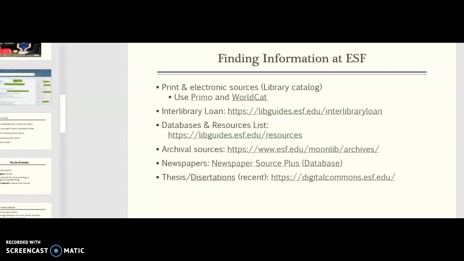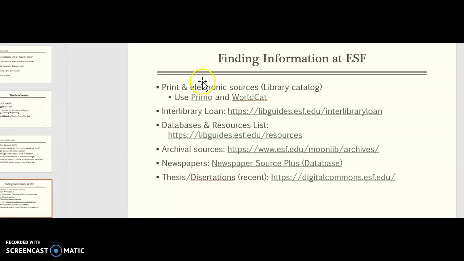So how do you find information at ESF? Well, print and electronic resources. You can look at the library catalog. You can use Primo or WorldCat. We have interlibrary loan, databases and resources list, archival sources, and newspapers; go to Newspaper Source Plus. We have current periodicals in the library and Moon as well. Recent theses and dissertations are on Digital Commons. We also have old copies in Moon.